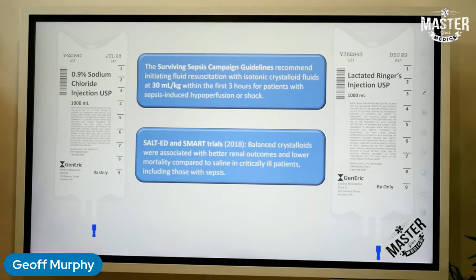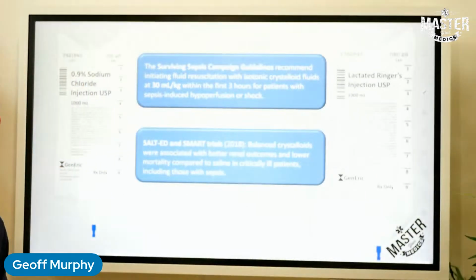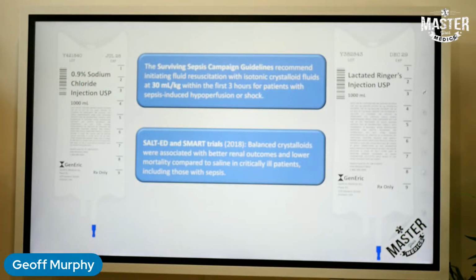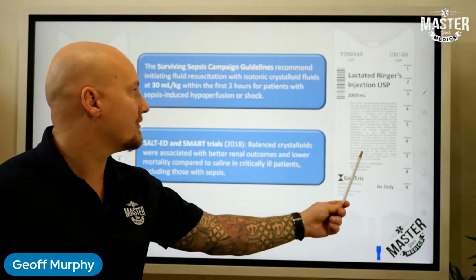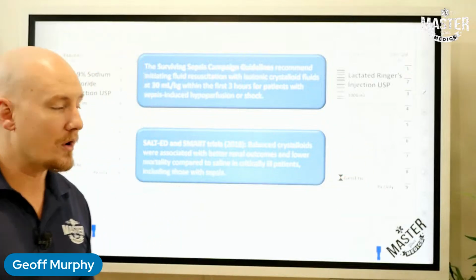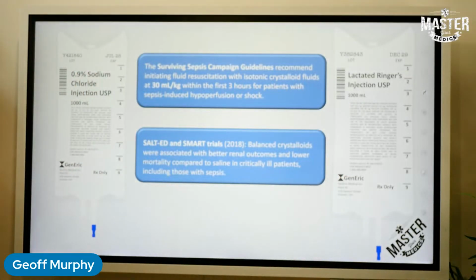I think that this patient benefits more from lactated ringers for a few reasons. There was a test between normal saline and lactated ringers, and patients that received balanced isotonic fluids, which is lactated ringers, had a lower chance of renal or poor renal outcomes, and lower mortality compared to saline. So balanced fluids like lactated ringers outperformed normal saline in several different categories.